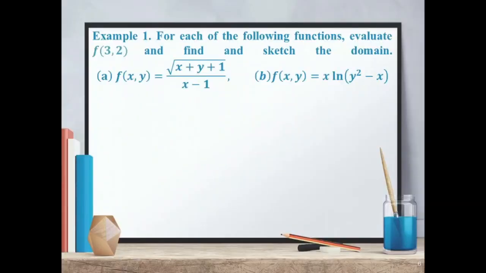See example first. For each of the following functions, evaluate f(3, 2) and find and sketch the domain. First is f(x, y) equal to the square root of (x + y + 1) divided by (x - 1). For this, f(3, 2) is equal to the square root of (3 + 2 + 1) upon (3 - 1). 3 plus 2 plus 1 is 6. Therefore f(3, 2) becomes root 6 by 2.